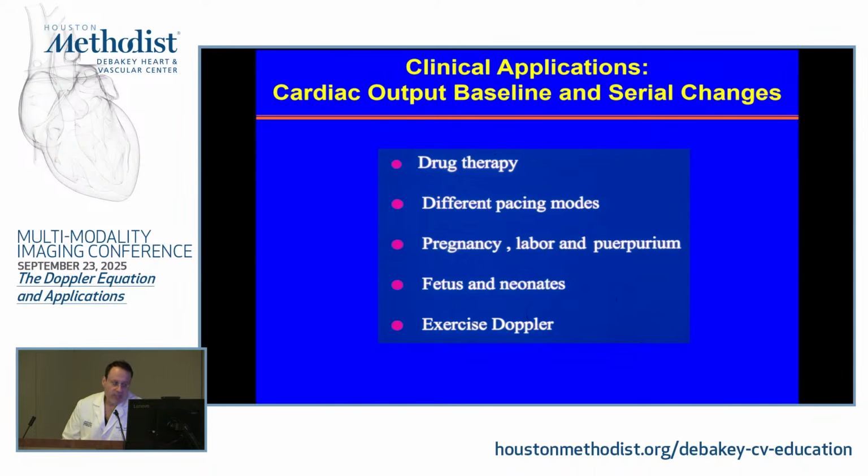Drug therapy, for example: you take someone with low cardiac output, you give them a positive inotrope, and you see what happens to the stroke volume. Different pacing modes, different AV delays, and you see how that affects stroke volume and, in turn, cardiac output. Look at physiologic changes that happen, for example, with pregnancy and delivery, in fetuses and neonates, and certainly with exercise.